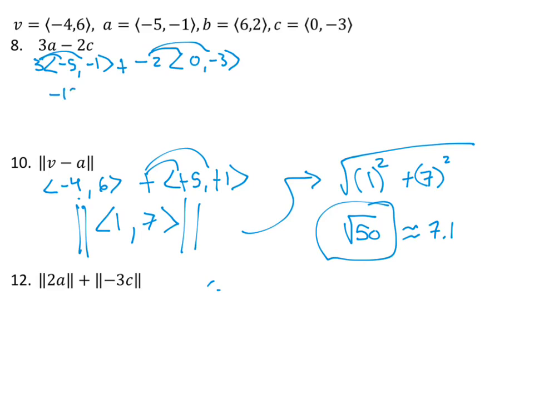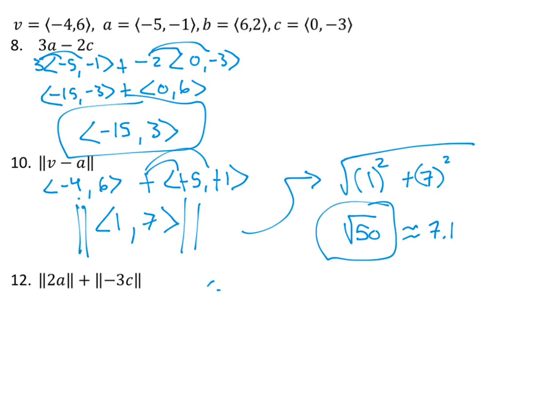We get negative 15, negative 3, and then plus 0, 6. And now I can combine my x's together. Negative 15 plus 0 is negative 15. And I can combine my y's together. Negative 3 and 6 makes 3. So voila, I got my answer there.